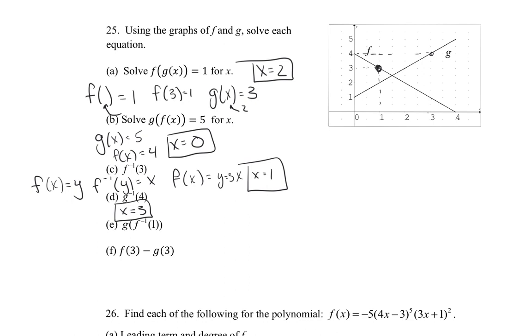The inverse of 1: wherever y is equal to 1 for f, that's at 3, so g of 3. Wherever g is equal to 3, if we go up, that's all the way at 4. Then we have f of 3 minus f of g, so f of 3 is equal to 1. Your g from the last problem is 4, so 1 minus 4 is equal to negative 3.